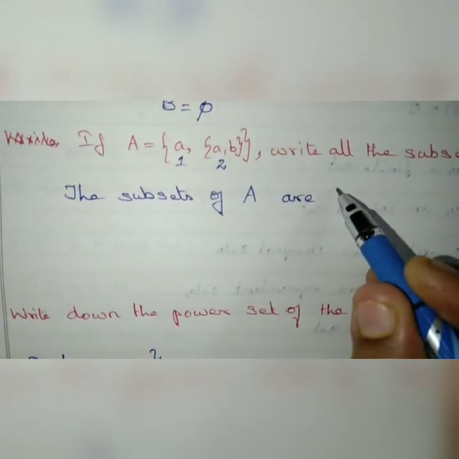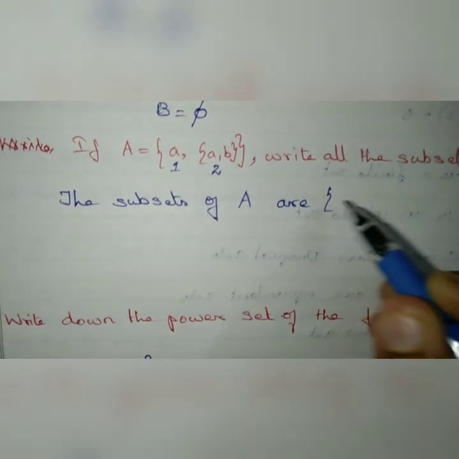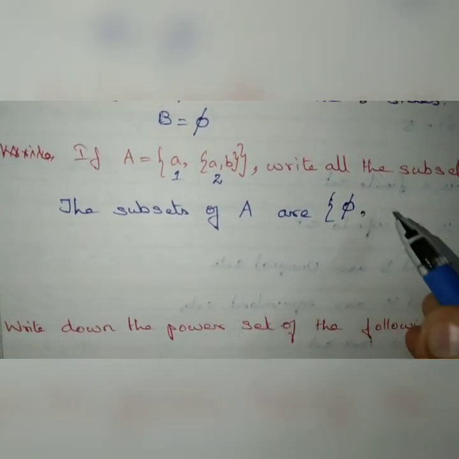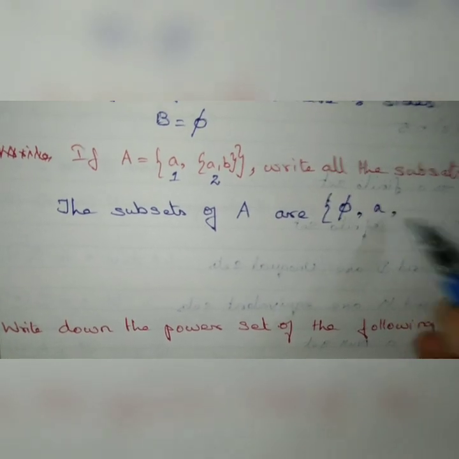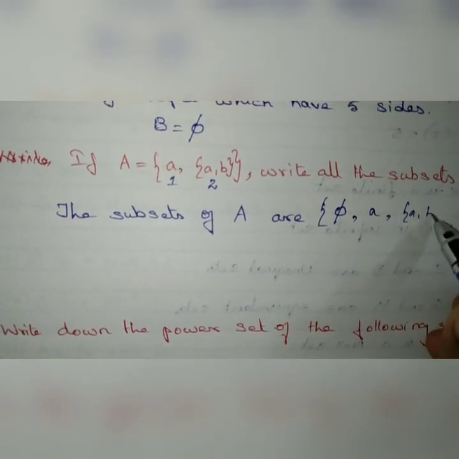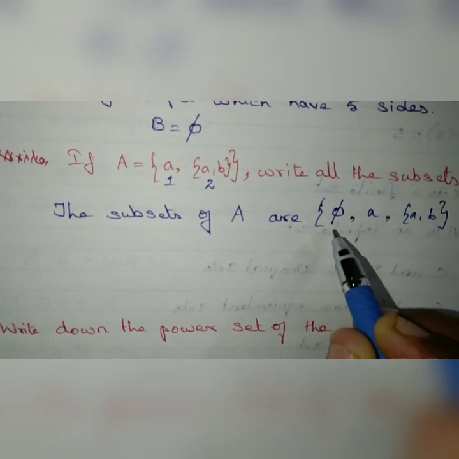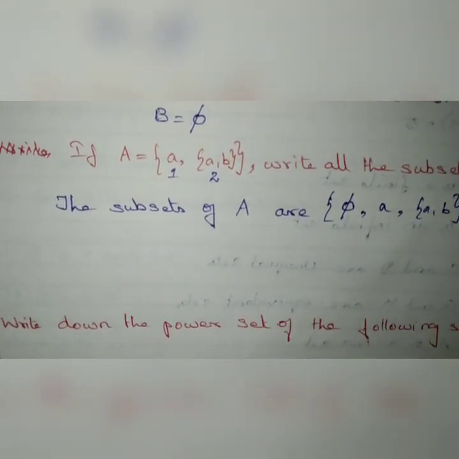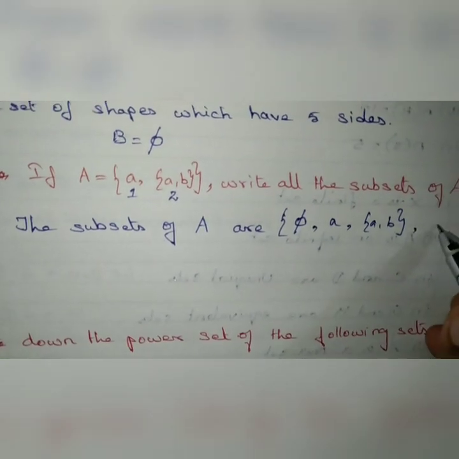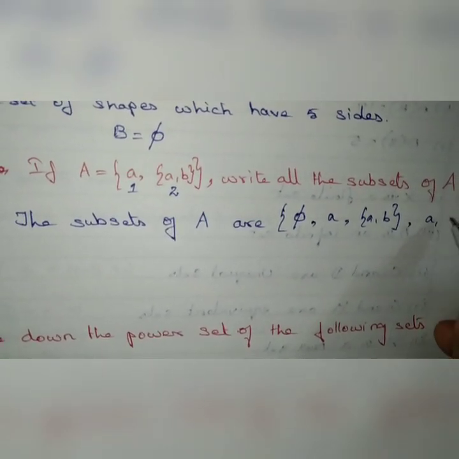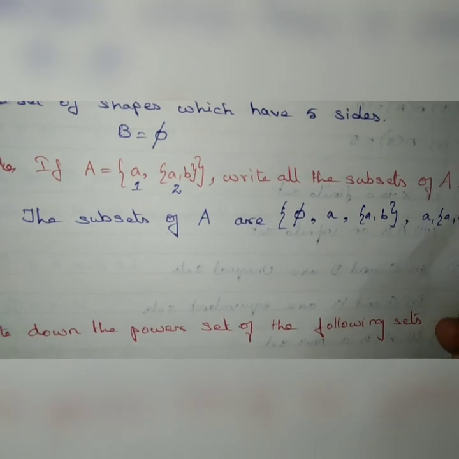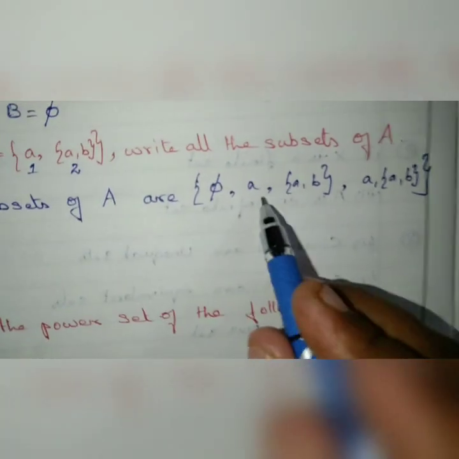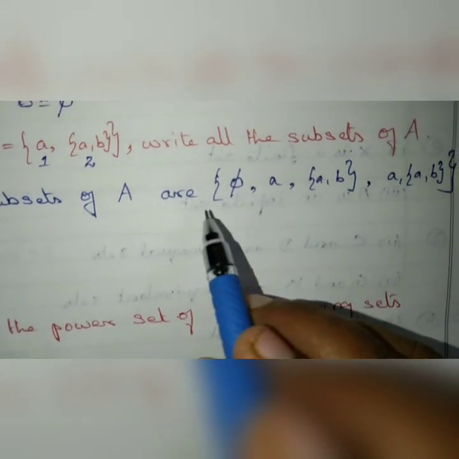How to write? What are the subsets? So you will write a bracket first, the empty set. Then {a}. Then {b}. Then {a, b}. First one is the empty set. Then the single sets {a} and {b}. Then we are going to join them together: {a, b}. So these are the subsets of A.